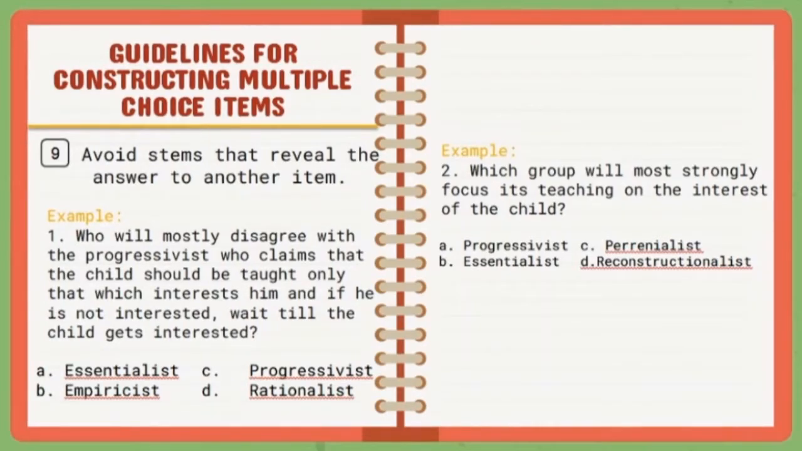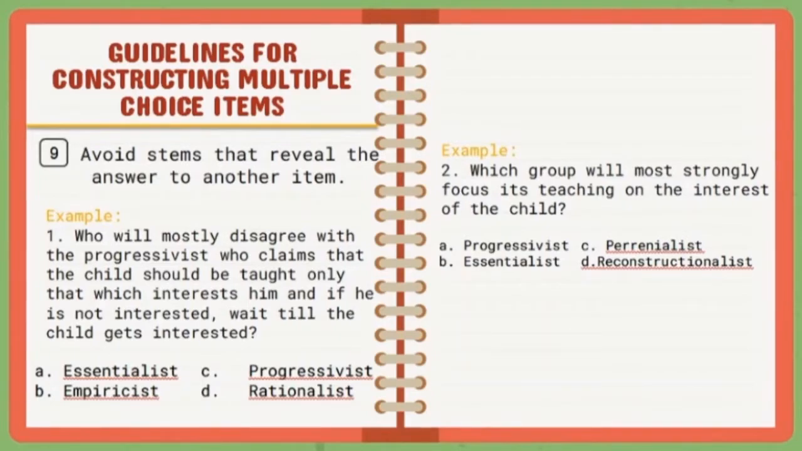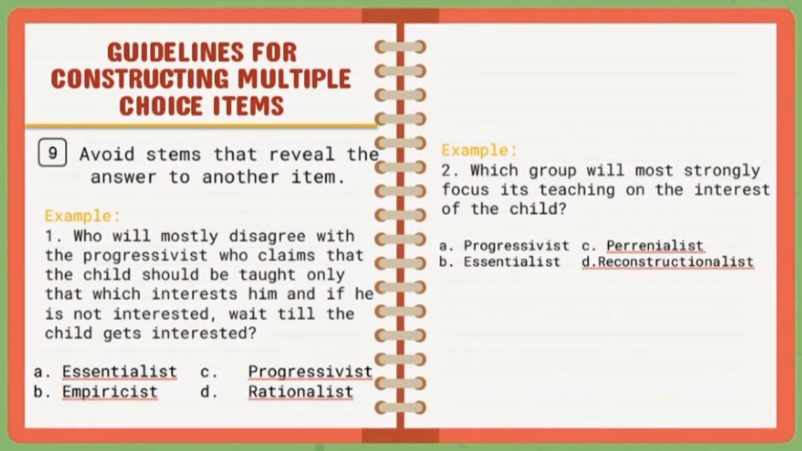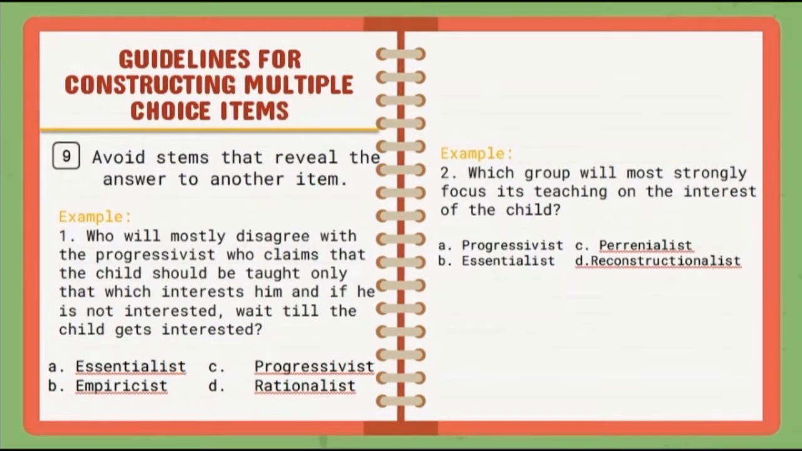Then in example number 2, which group will most strongly focus its teaching in the interest of the child? A. Progressivist. B. Essentialist. C. Parentialist. D. Reconstructionalist. In this example, one may arrive at a correct answer, which is letter B, essentialist, by looking at question number 1 that gives the answer to question number 2.